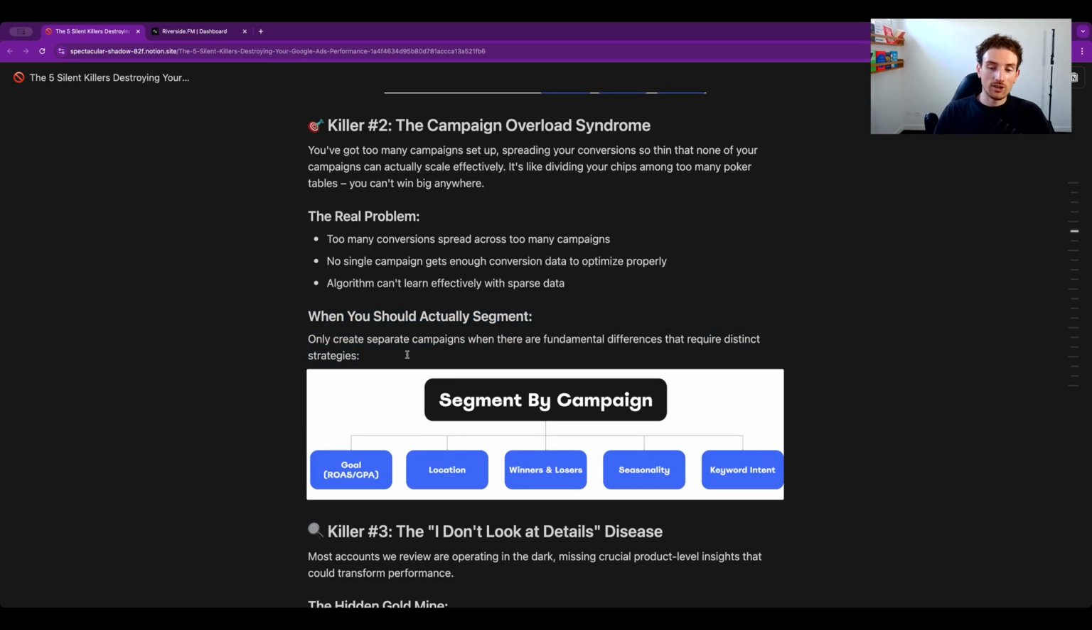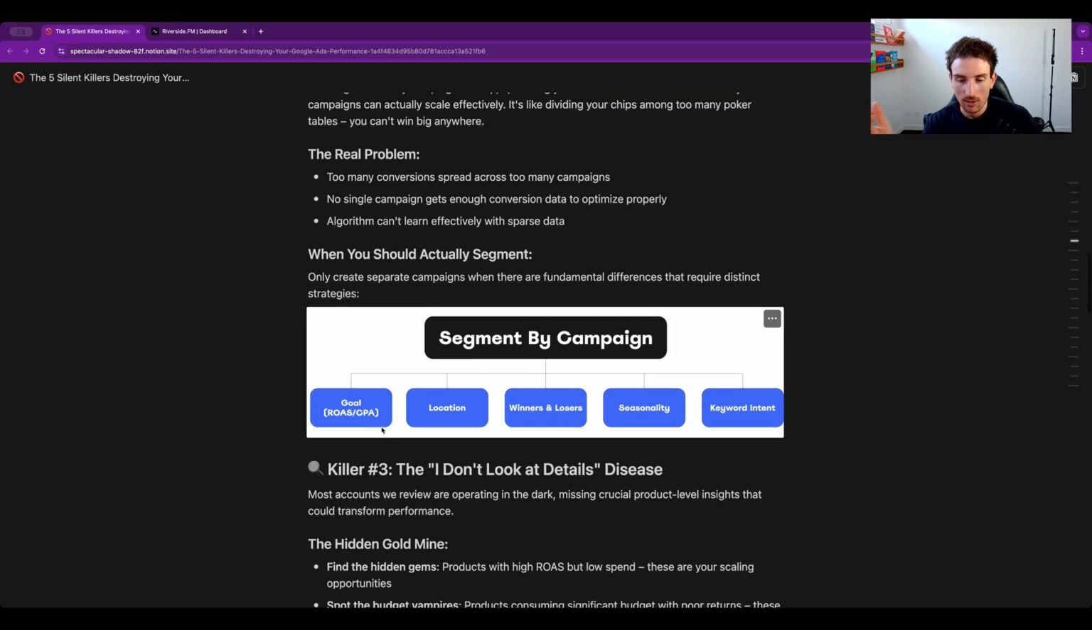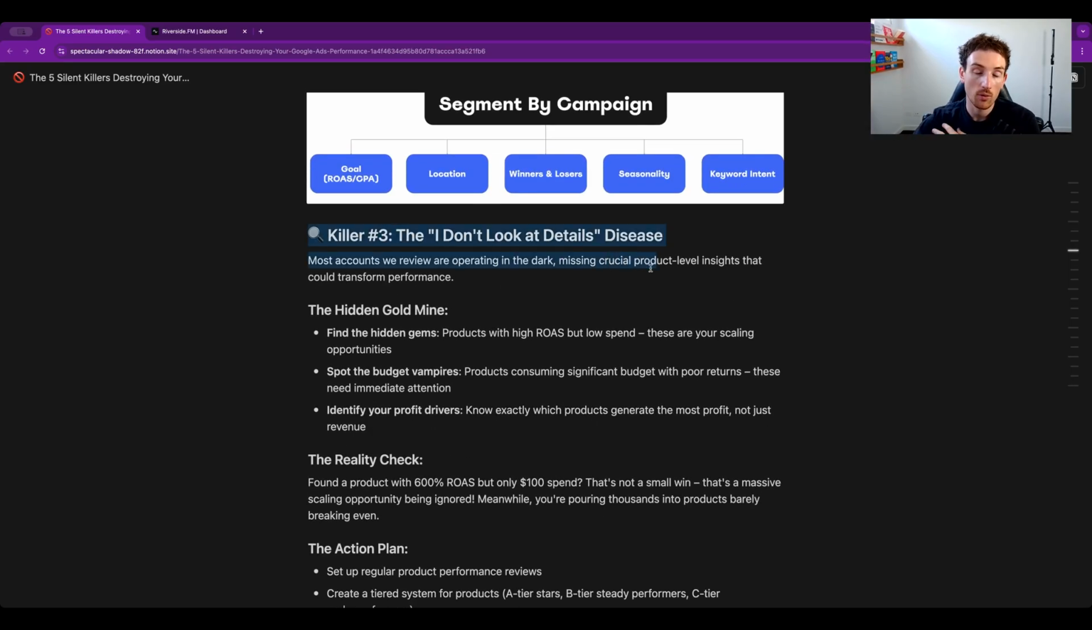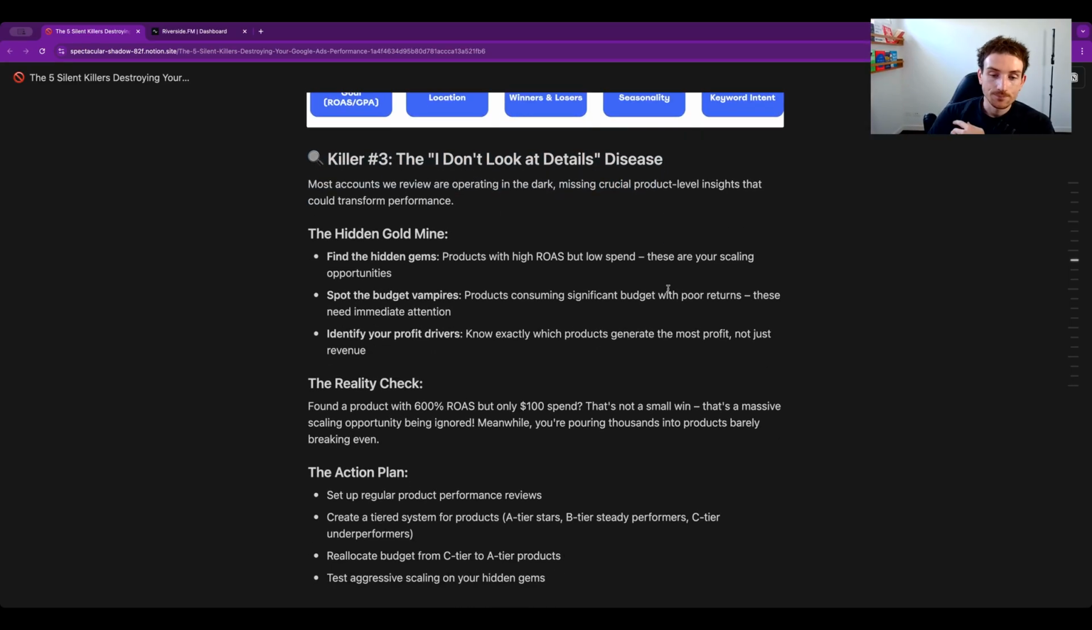So when you should actually segment, you can screenshot this here. I'm not going to go into too much detail when it comes to segmenting by campaigns because I do have other videos on my channel where I walk through this in depth. But you want to have a good reason to segment your campaigns. So whether it's by goals, so if you've got different ROAS goals on different products, by location, Australia, Europe, US, New Zealand, winners and losers, so sales volumes, seasonality, summer products, winter products, and then keyword intent, which is just basically top of funnel keywords, bottom of funnel keywords.